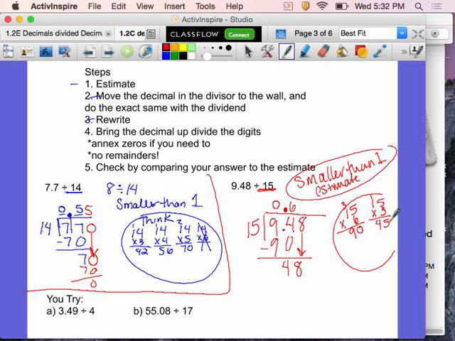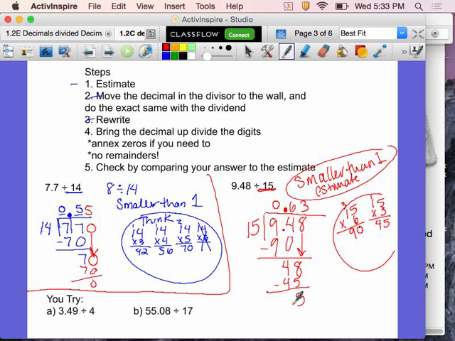So, because it's only 3 away. It's not 15 away. Alright, so 15 goes into 48 3 times. 3 times 15 is 45. So what do I have left after I've done that? Well, I have 3 left. Well, I can't stop there.